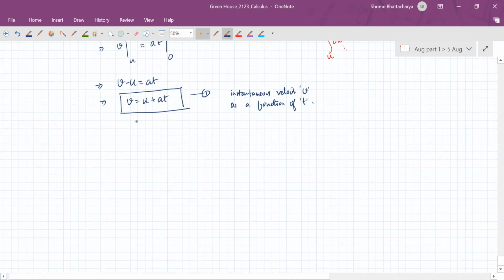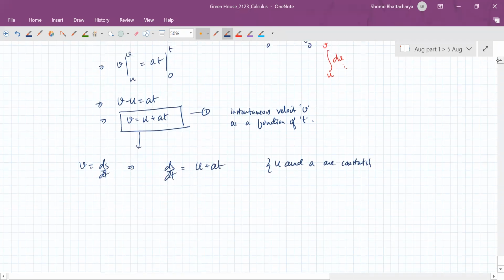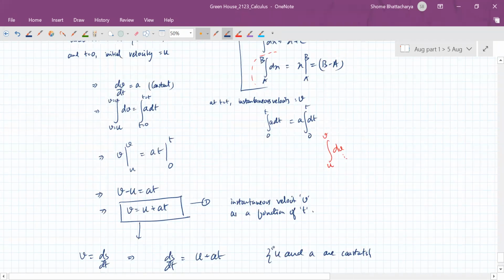Okay, now from this equation we get the second one, because we know that v is ds by dt. So if ds by dt is u plus at, where of course you understand u and a are constants. Yeah, u is the value of the initial velocity and a is given to us to be constant.